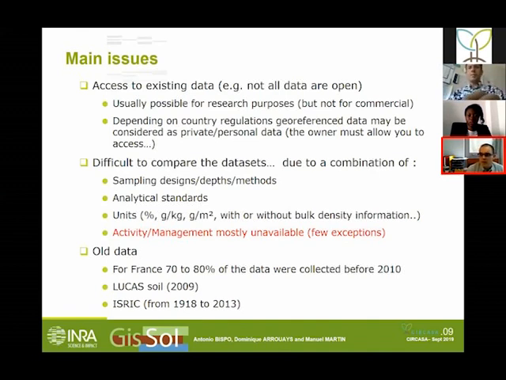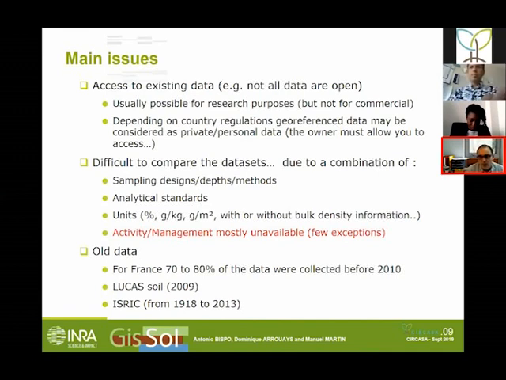With very few exceptions. I told you about the soil monitoring program in France. We collect that information, but for all the other databases, in fact, we don't have the information. Sometimes we have the land use, but not the management. So it may be difficult to use that data. Even if you have access to that data, it's difficult then to use.